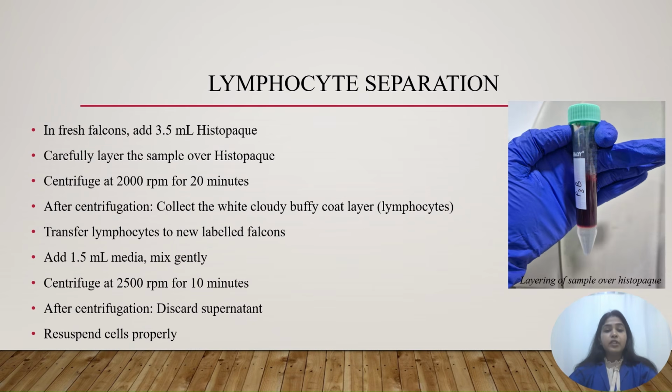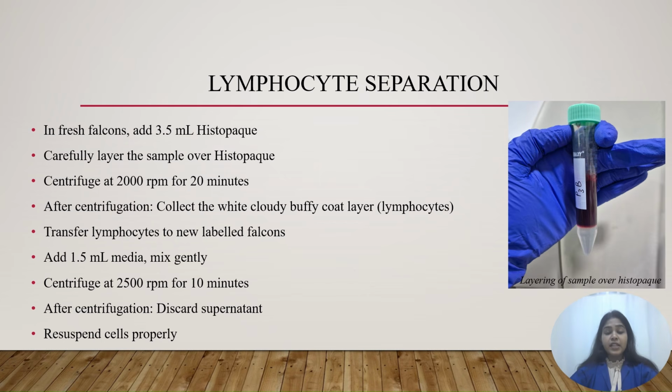Next we'll move on with lymphocyte separation. In fresh falcons, we'll add 3.5 ml of histopaque. We'll carefully layer the sample over the histopaque. Here in the picture you can see the layering of sample over the histopaque, as histopaque is the density gradient medium. We'll centrifuge it at 2000 rpm for 20 minutes. After centrifugation, we'll collect the white cloudy buffy coat layer, that is of lymphocytes.